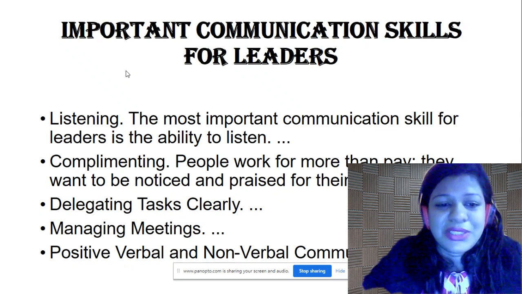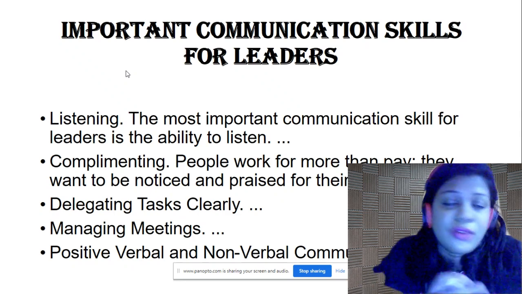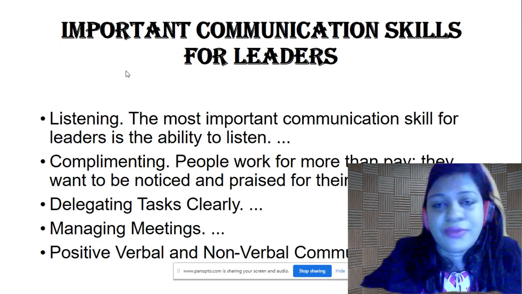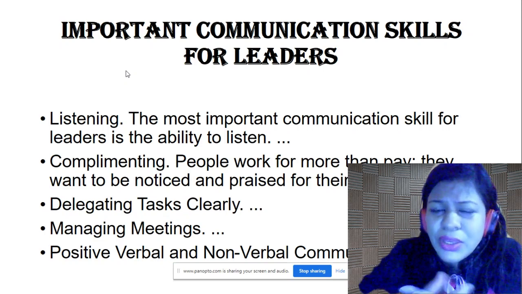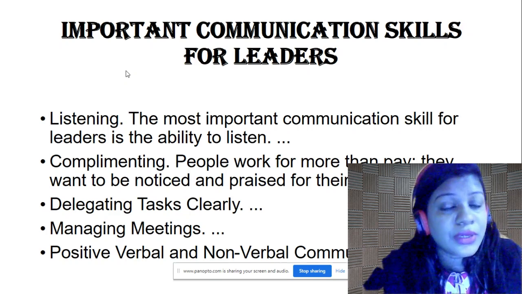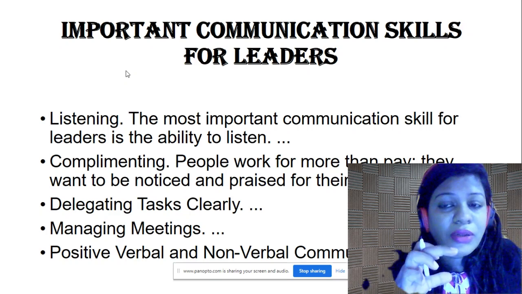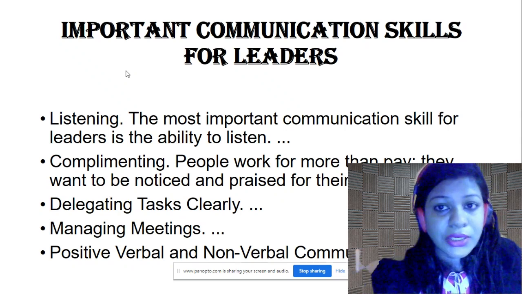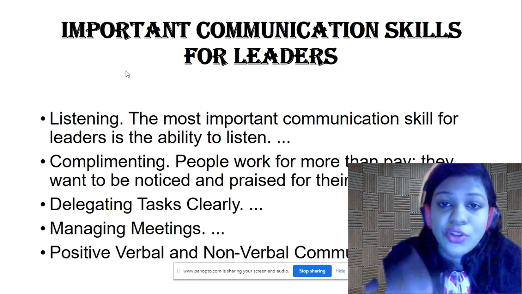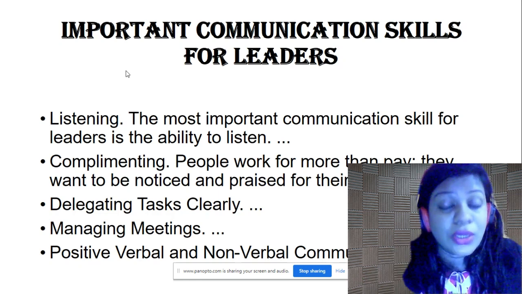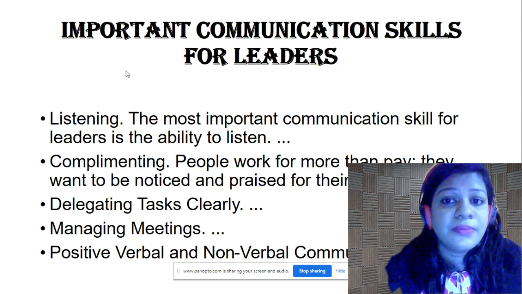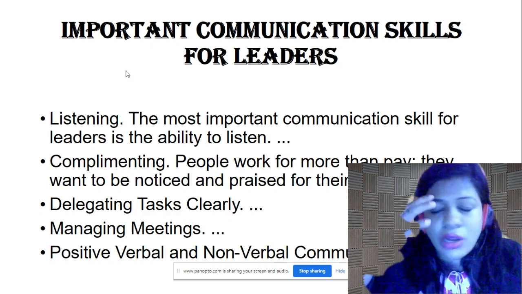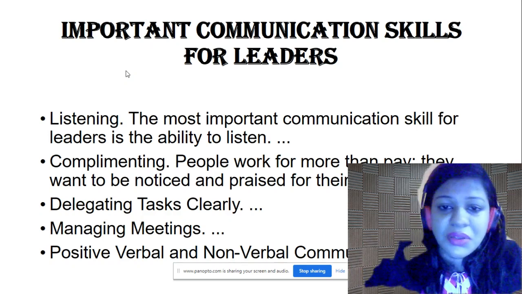The second one is complimenting. People work for more than their pay. They want to be noticed and praised for their work. So you think, you start your work at 7 o'clock and end your work at 1 o'clock. During these 6 hours, what kind of work are you doing? You provide medications, you provide IV injections, and you provide health education to your friends, to your clients and their family members. You do admissions, you do discharge procedures, you do lots of work during this period.